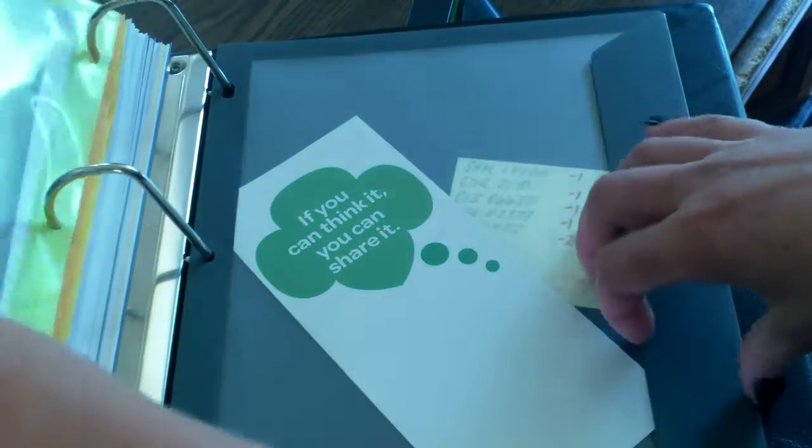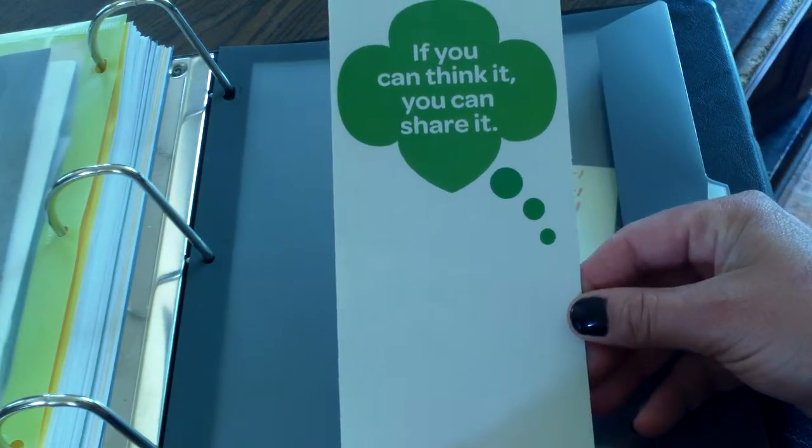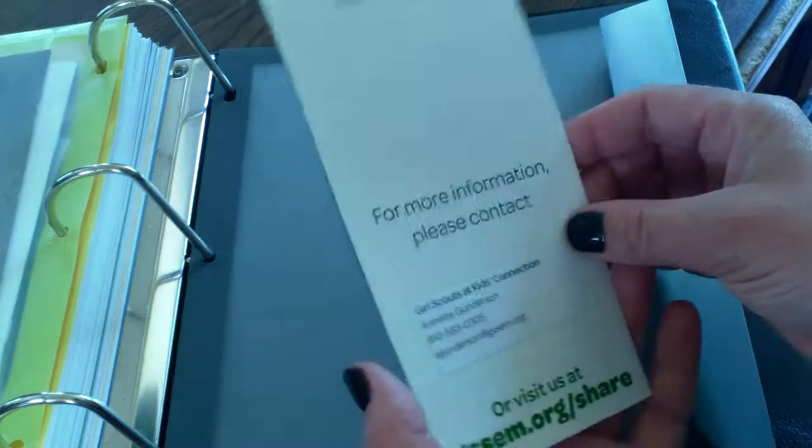And I was able to find a brochure for the Girl Scouts here in our area, which is a good resource for any girls that are interested in getting involved in community service. So I was able to find that.